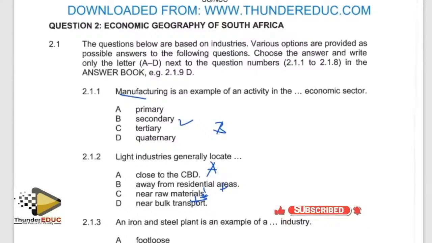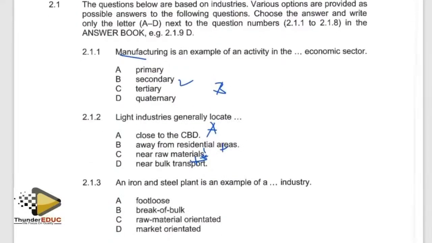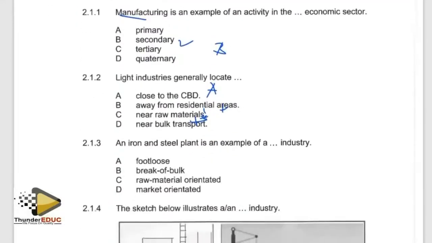Okay, 2.3. We're looking at 2.3. An iron and steel plant is an example of which kind of industry? Is it footloose, break of bulk, raw material orientated, or market oriented? So for that 2.3, I feel the answer is C.